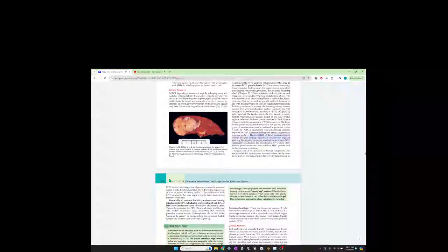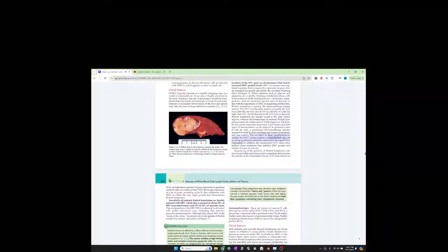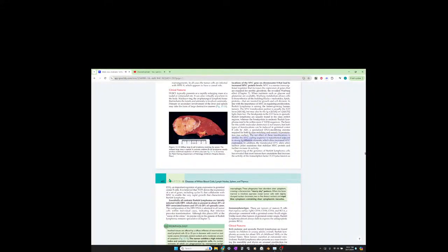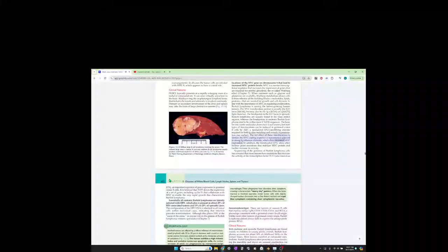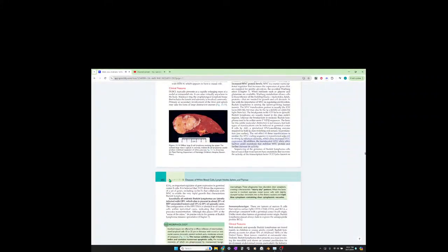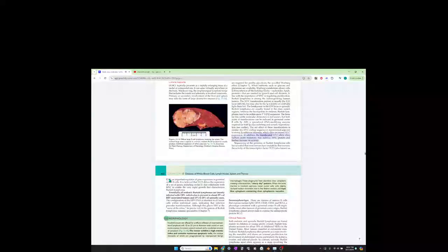The net effect of these translocations is similar. The MYC coding sequence is repositioned adjacent to strong Ig enhancer elements, which drive increased MYC expression. In addition, the translocated MYC allele often harbors point mutations that stabilize MYC protein and further increase its activity.